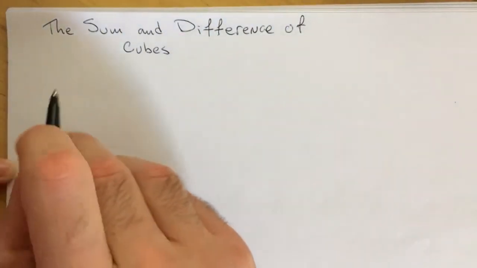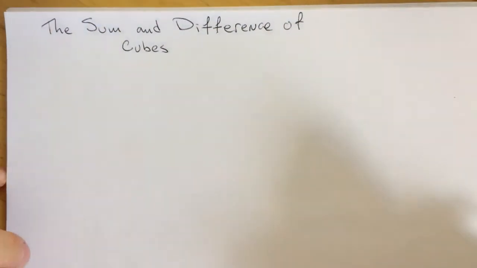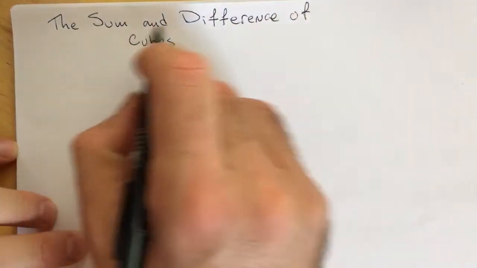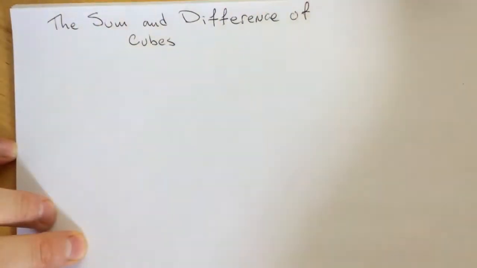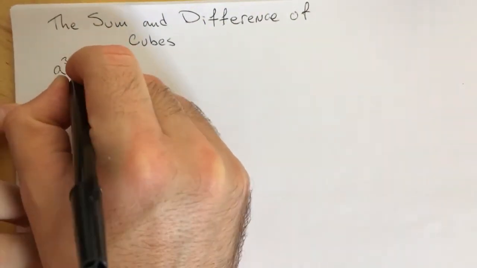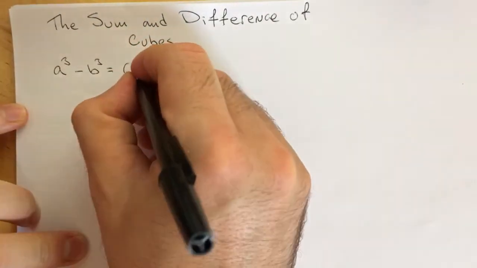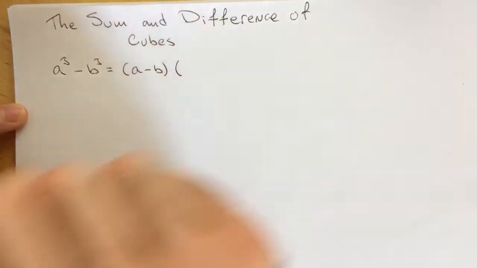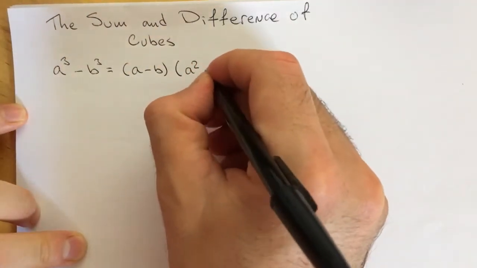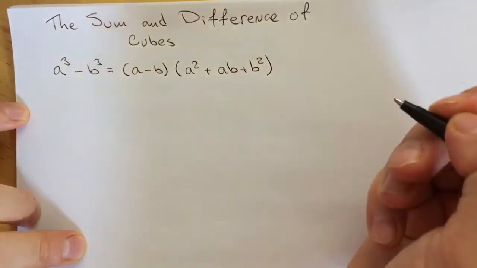Okay, in this video we will do sum and difference of cubes. So these are polynomials consisting of two terms, and it's just the sum or difference of cubes, right? So you can have a cubed minus b cubed being factored as a minus b times a squared plus ab plus b squared.